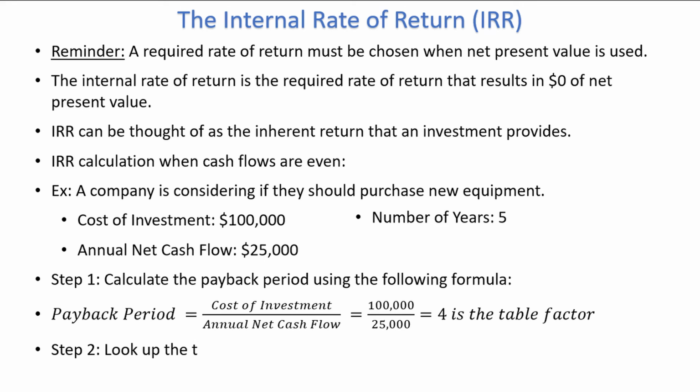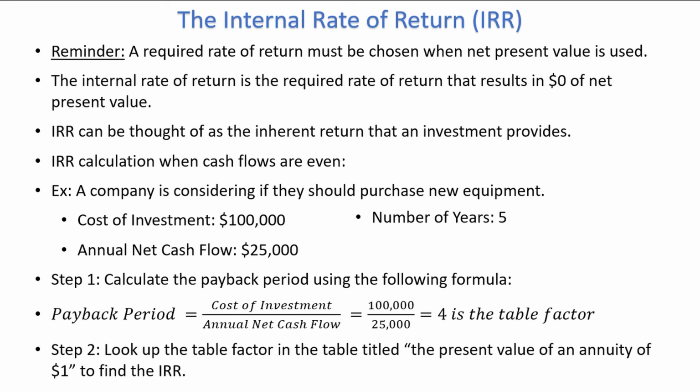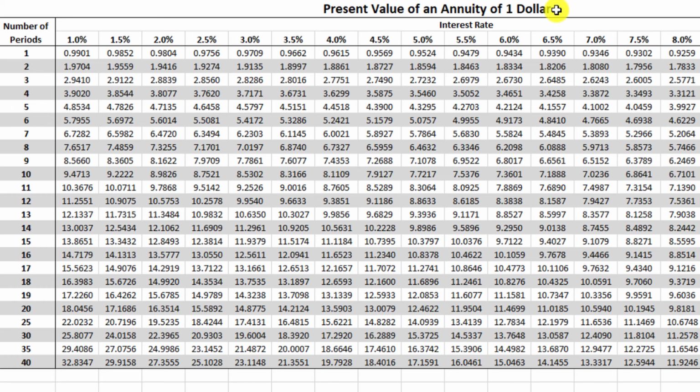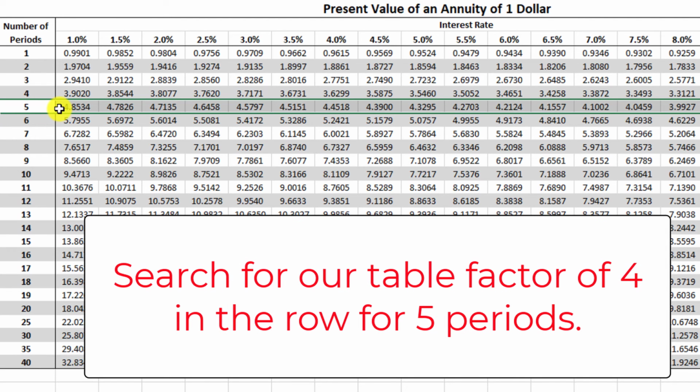Step 2 is to look up the present value of an annuity of $1 table and to look for the table factor in the appropriate row. Here we have the table titled the present value of an annuity of $1. We use this table because there are equal $25,000 cash flows that happen at regular intervals, which is the definition of an annuity. Look at the row related to the number of periods in your problem. In this case, we have 5 years, so we look at the row for 5 periods. Now search for the table factor from the payback period calculation of 4 somewhere in the 5th row.